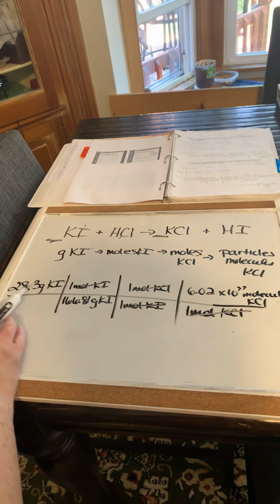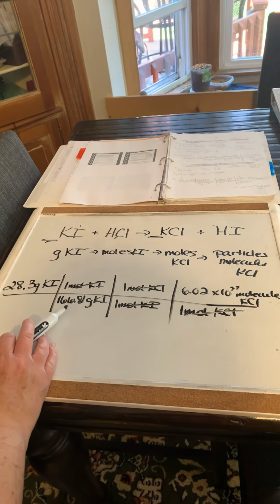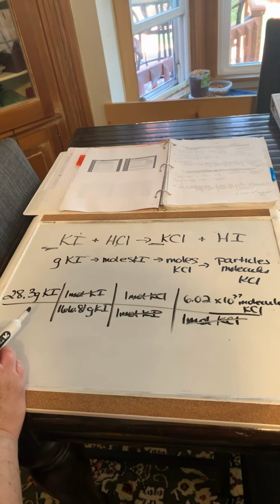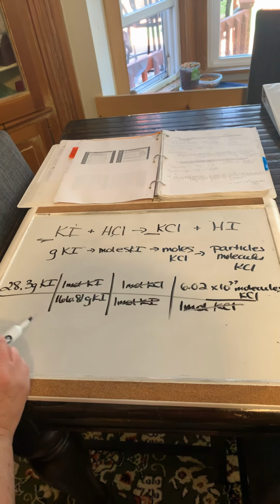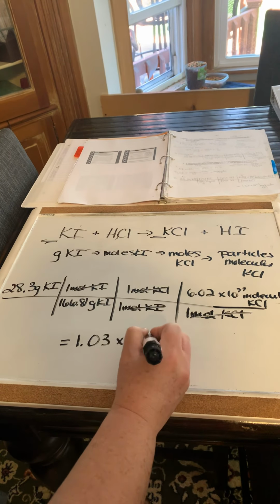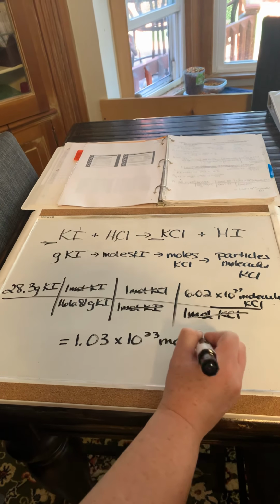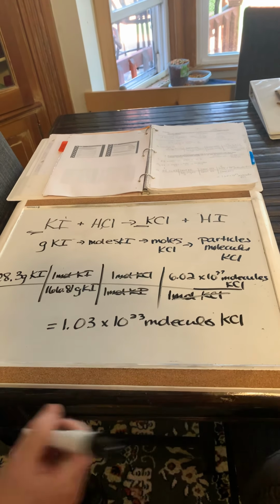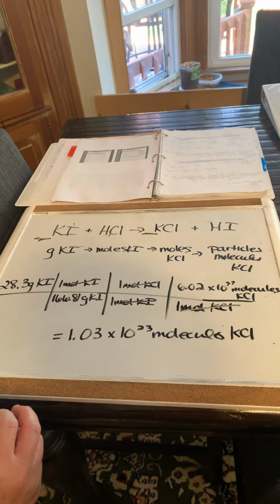We're going to do 28.3 divided by 166.81. We're going to skip this because it's 1 and 1. And we're going to multiply by 6.02 times 10 to the 23rd. So we're going to end up with 1.03 times 10 to the 23rd molecules, particles, pieces, whatever you want to say, of KCl. And that, my dears, is how that's done.